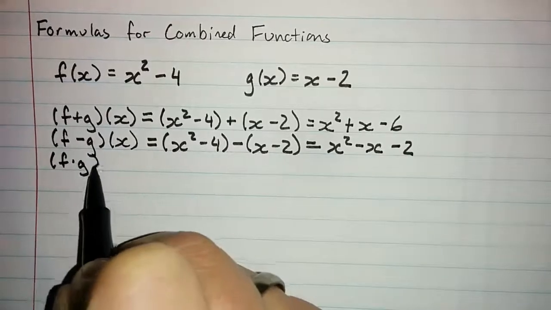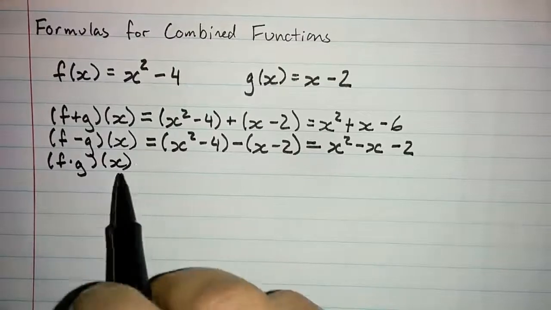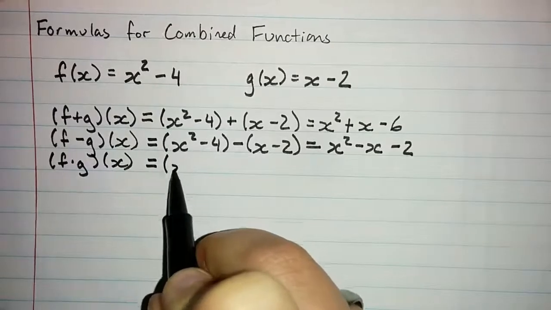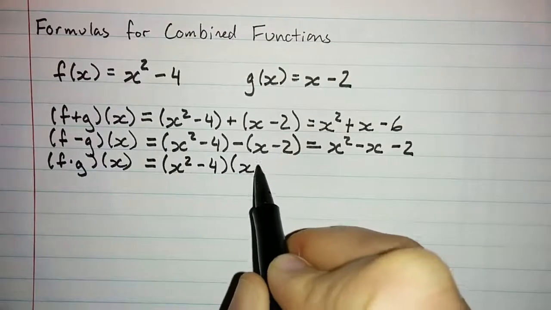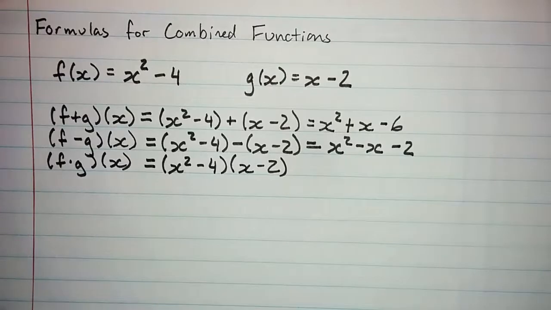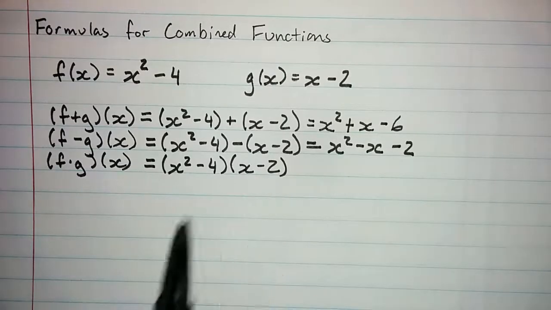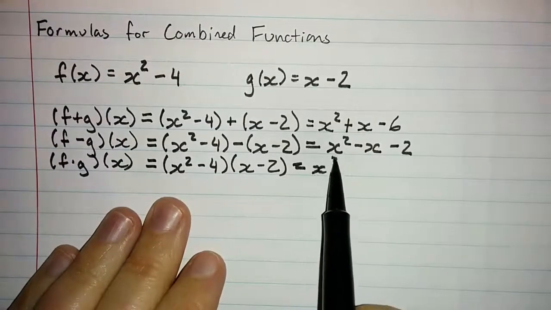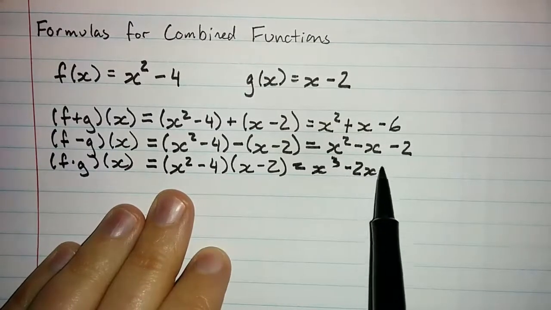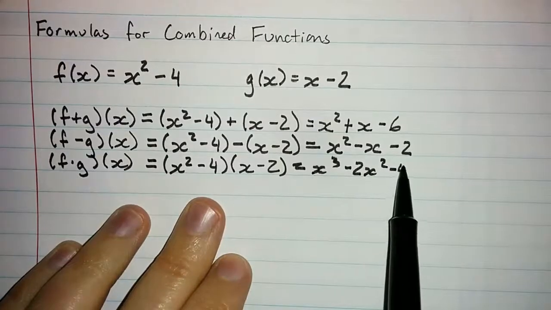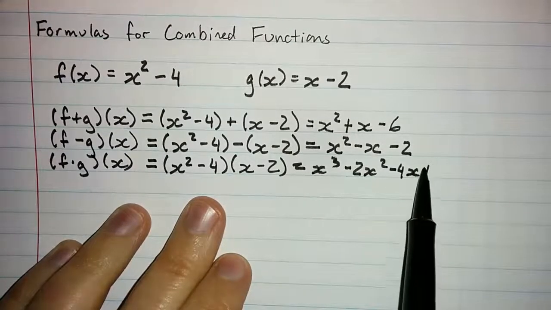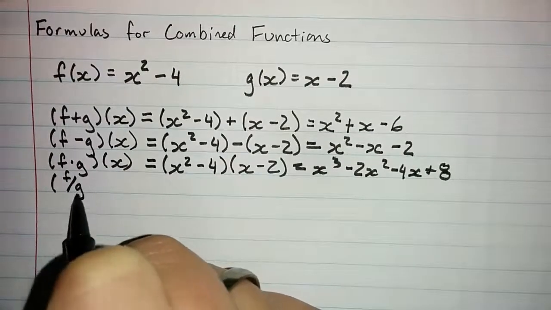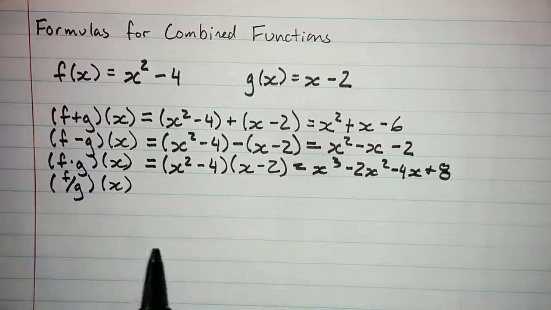F times g of x, well, that'll be what we get when we multiply these two polynomials together. X squared minus 4 times x minus 2. Maybe leaving this in factored form is just fine, but we could multiply it out if we'd like. We'll get x cubed minus 2x squared minus 4x plus 8. And finally, we might take f divided by g of x.